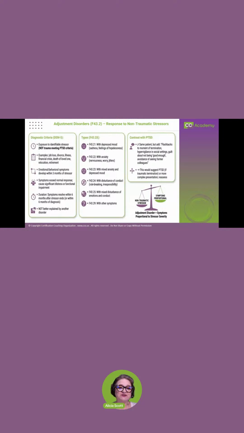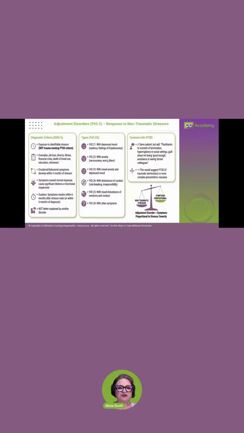There are different types. F43.21 is with depressed mood. That would be like sadness, feelings of hopelessness. F43.22 is with anxiety. That's nervousness, worry, the jitters maybe. F43.23 is with mixed anxiety and depressed mood. You have F43.24, which is with disturbance of conduct, rule breaking, irresponsibility maybe. F43.25 is with mixed disturbance of emotion and conduct. And then you have F43.29, which is with other symptoms.